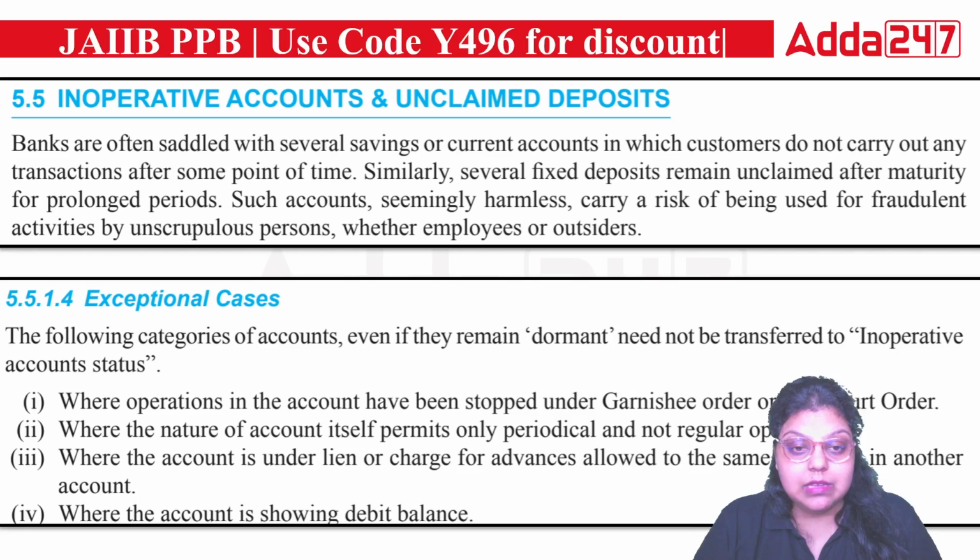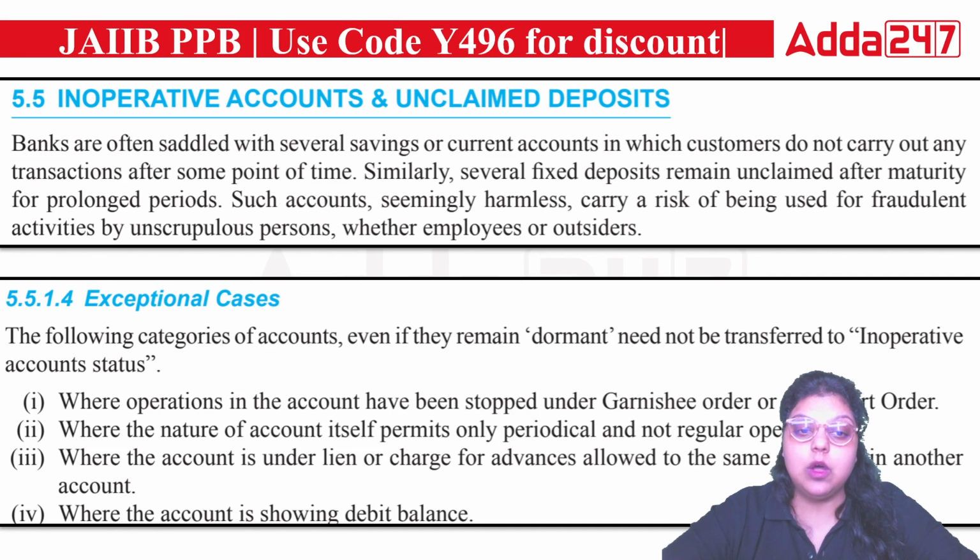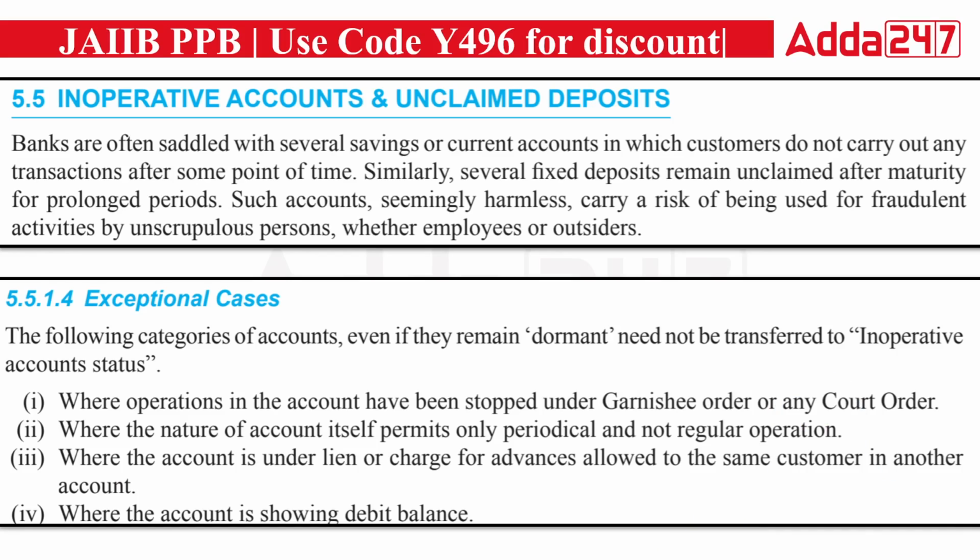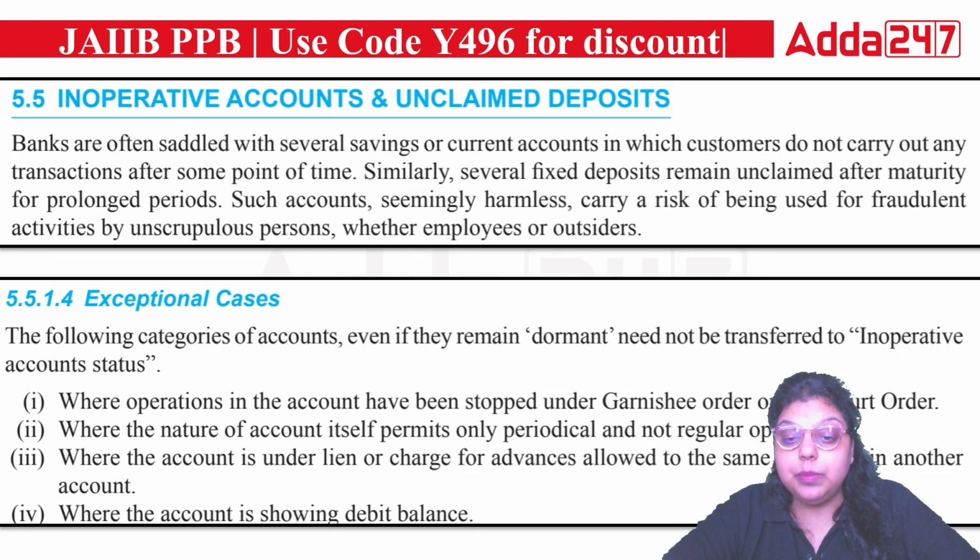But there are exceptional cases. The categories of accounts that, even if they remain dormant, need not be transferred to inoperative account status. The conditions are: first, when the operations in the account are under a Garnishee order or any court order; if the nature of the account itself permits only periodical and not regular operation; where the account is under lien or charge for an advance allowed to the same customer in another account; or where the account is showing a debit balance. In all these cases, even if the account is dormant, it won't be transferred to inoperative account status.